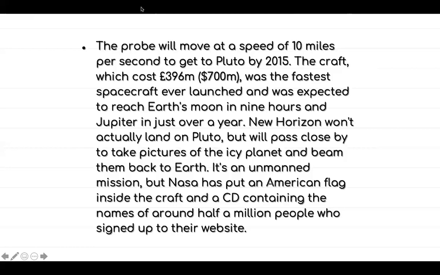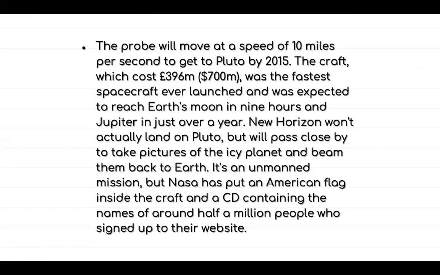Okay, it says here the probe will move at a speed of 10 miles per second to get to Pluto by 2015. The craft, which cost £396 million, which is $700 million, was the fastest spacecraft ever launched and was expected to reach Earth's moon in 9 hours and Jupiter in just over a year.